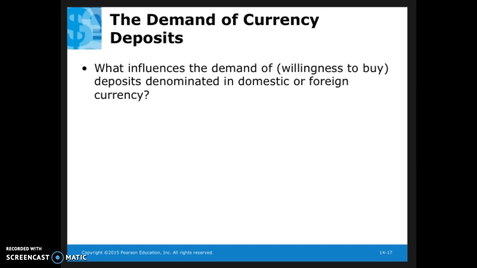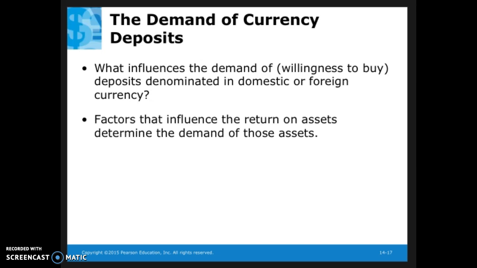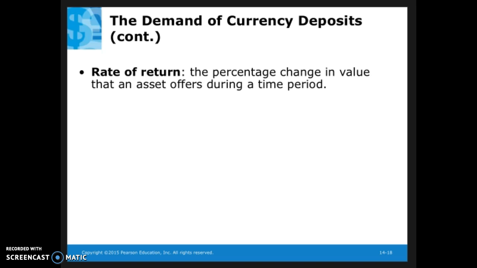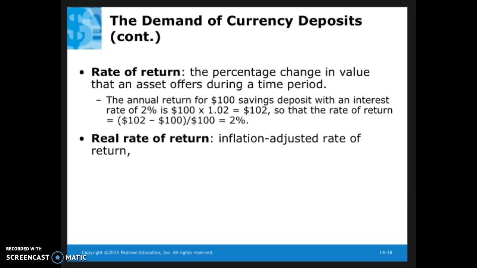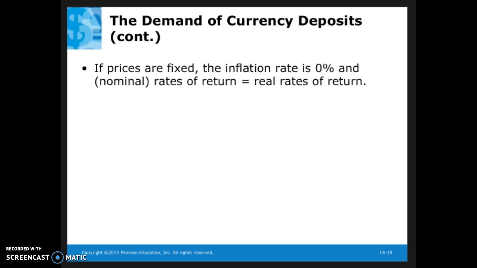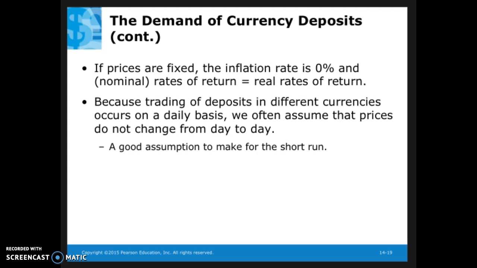So, what influences the demand? Factors that influence the rate of return on assets determine the demand for those assets. For example, we have the real rate of return, which is adjusted for inflation. If prices are fixed, the inflation rate is 0, and the nominal rate equals the real rate. Because this occurs on a daily basis, we assume that prices do not change from day to day, which is a good assumption to make for the short run.